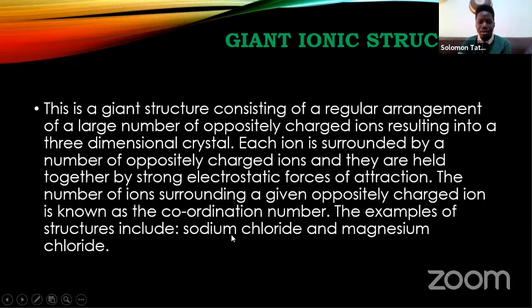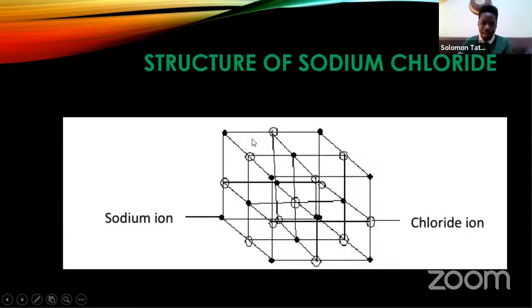Examples of this structure include sodium chloride, and you can bear witness that sodium chloride, which is the table salt you have at home, is crystal-like. It's made up of crystals. This shows that it consists of a giant ionic structure. Magnesium chloride is another example, and there are many other examples. Now, the structure of sodium chloride looks like this. This is the giant ionic structure.